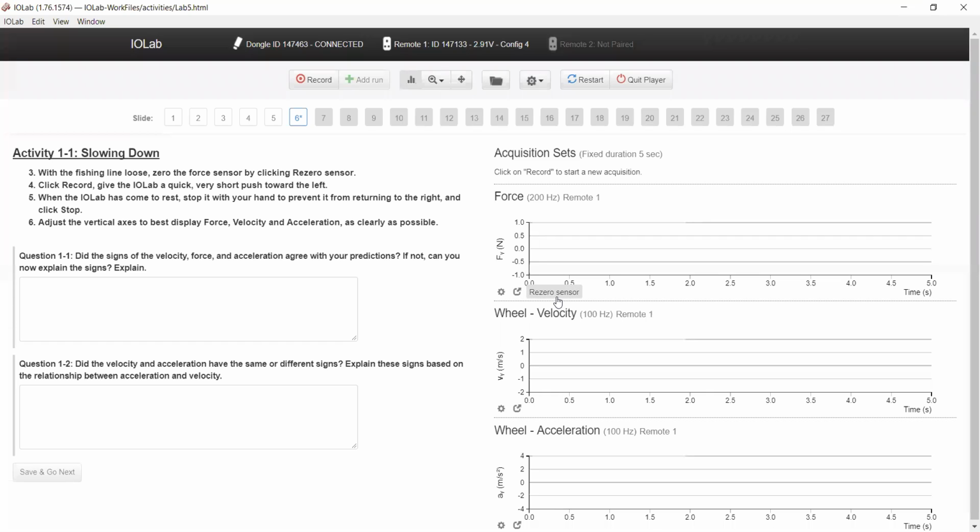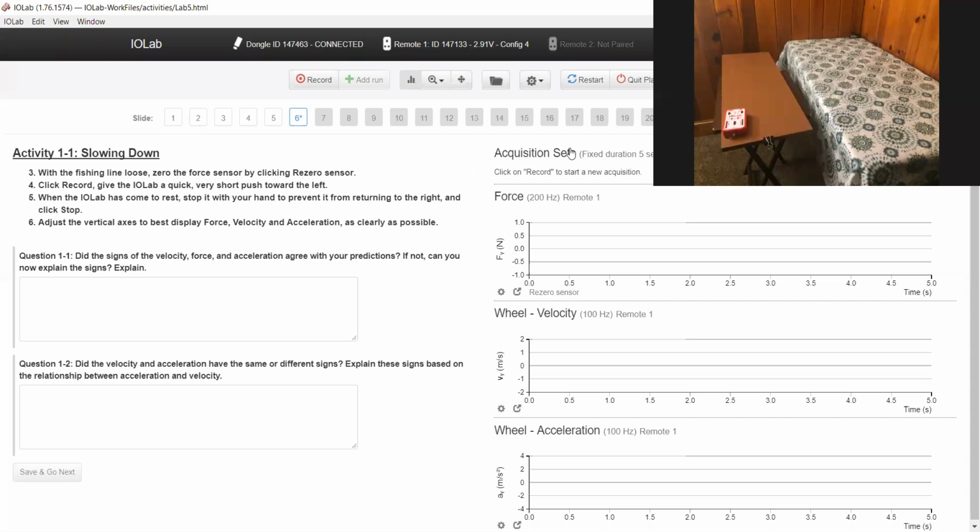Okay, now let's do the real experiment. We are asked to re-zero the sensor. I have used a string with the IOLab, just a general string. I'm not sure whether you can see it or not. So they want us to re-zero the sensor, so you can click on re-zero. While re-zeroing, make sure that nothing is being pulled and nothing is weighted here. And if you have a graph already there, it should not be selected while re-zeroing. So just click on re-zero sensor.